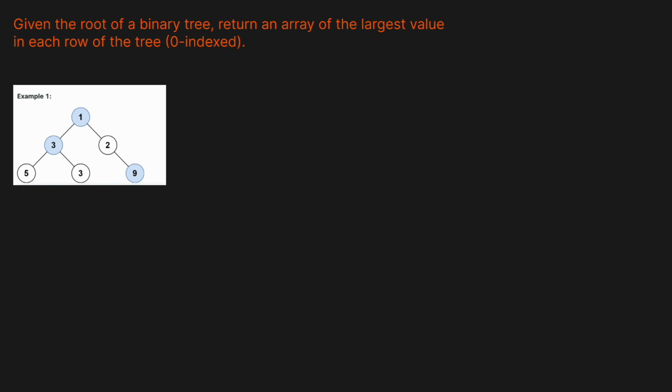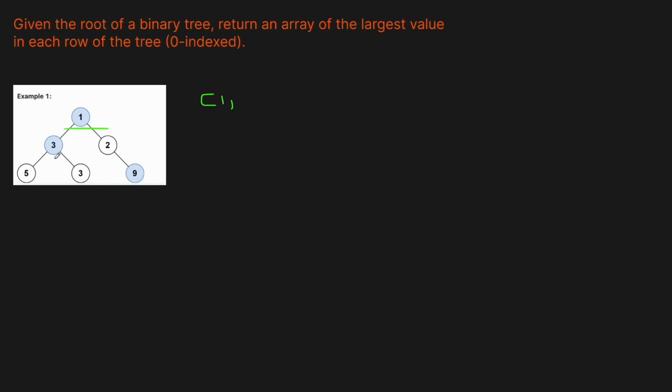Given the root of a binary tree, return an array of the largest value in each row of the tree, 0 indexed. So let's look at a super simple example. If we have this tree here, obviously on the first level there's only one element, so the root node is the largest element. So we would add to our answer a 1.